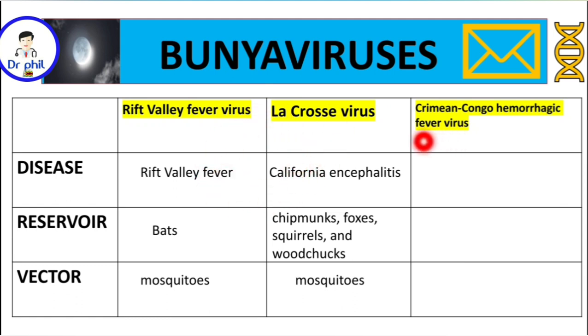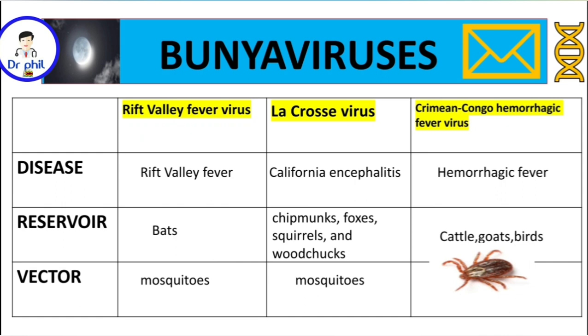Let's finish with the Crimean-Congo hemorrhagic fever virus, right? So the disease is just hemorrhagic fever, and the reservoirs include different animals like cattle, goats, and birds, right? And this virus is transmitted by ticks, right? And here you need to see where the tick is right now. It's also a reservoir, at the same time a vector. So that's all you need to know about the Bunyaviruses. Remember the most important one, the Hantavirus.